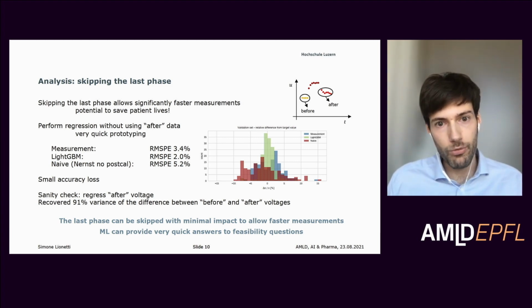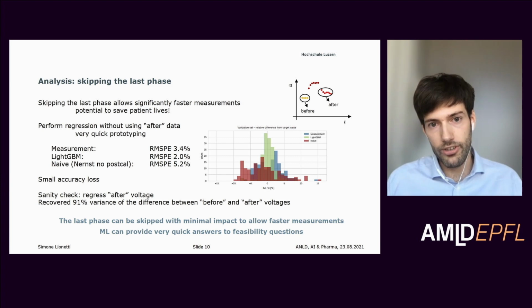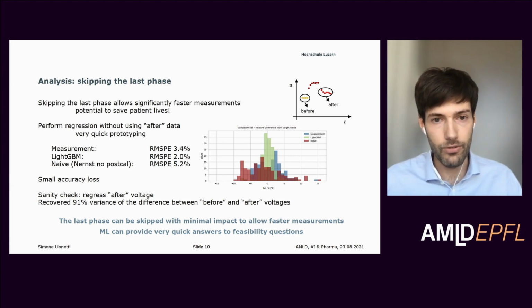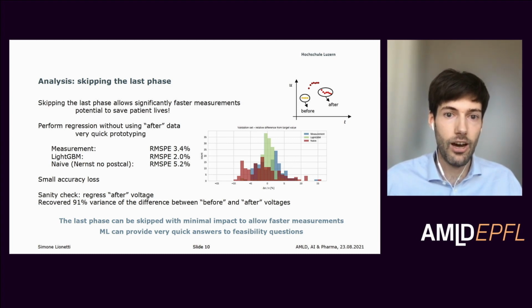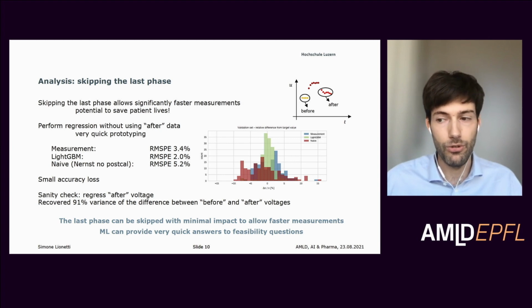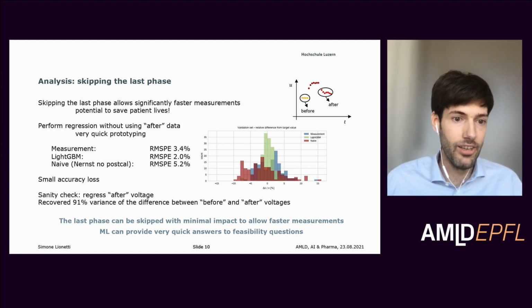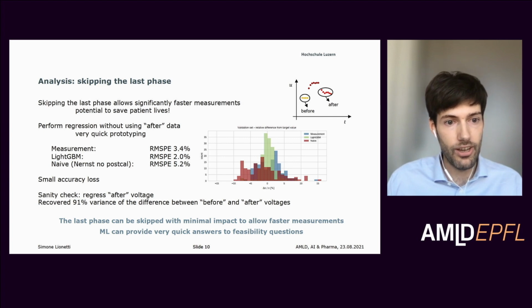Essentially, what we did is we tried to regress not just the target value of the concentration, but we actually tried to regress all of the information collected after the sample, and we obtained excellent results. So this passed our checks, and we concluded that the last phase of the measurement can be skipped with very little impact on the precision, to allow for faster measurement.